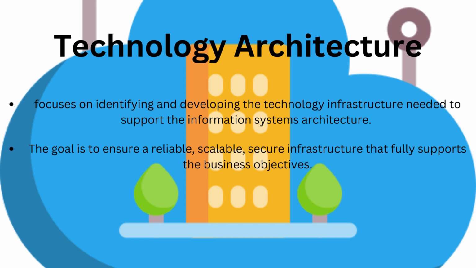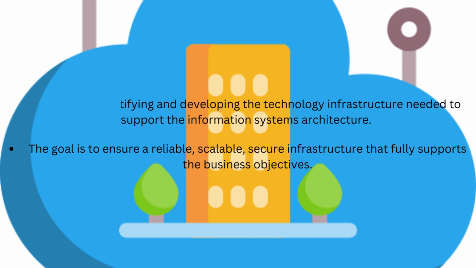Technology architecture. An interesting and fundamental phase of ADM where we identify and develop the technology infrastructure needed to support the information systems architecture. The goal of this part of the cycle of ADM is to ensure reliability, scalability, security, and full support for the business.